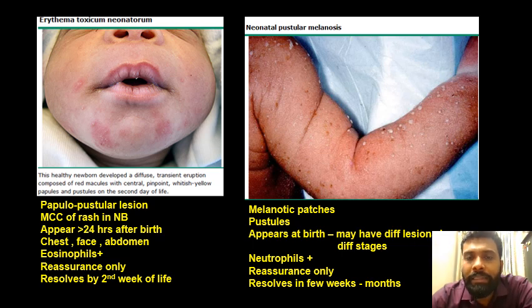What is the thing on the right side? It is neonatal pustular melanosis. There are melanotic patches along with pustules. These appear at birth and they may have lesions in different stages of evolution. If we examine this, we'll see neutrophils, although if we culture the secretion, it will be sterile. Only reassurance is needed. It resolves in a few weeks or few months.